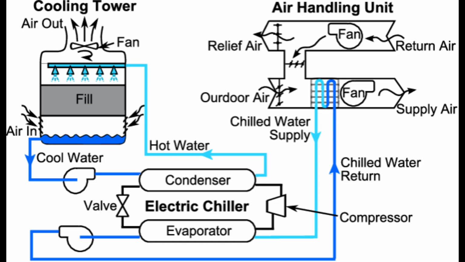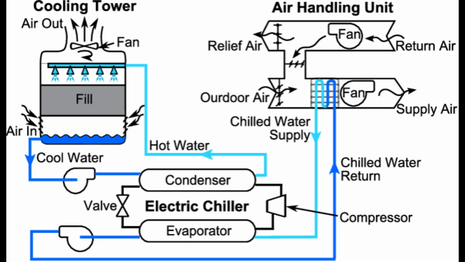2. Cooling tower system. Hot water. This loop carries heat from the chiller's condenser to the cooling tower. Cooling tower. The hot water is sprayed down over a fill material inside the cooling tower. Air in from the surroundings is drawn into the tower by a fan. As the hot water comes into contact with the cooler air, some of the water evaporates, which is a highly effective way to reject heat to the atmosphere.